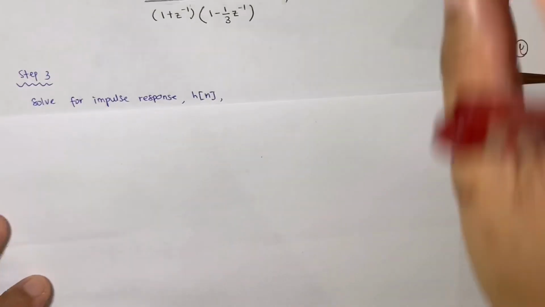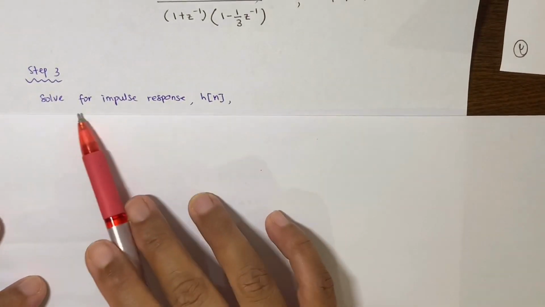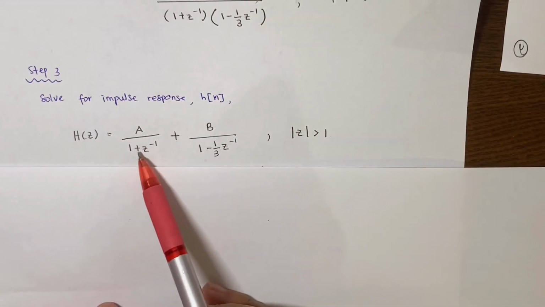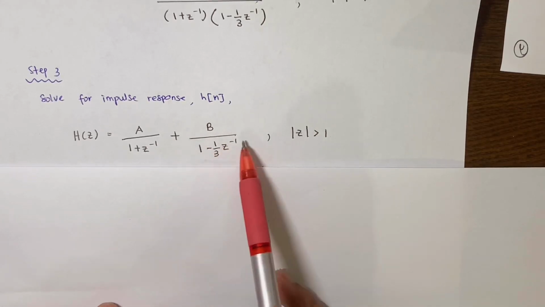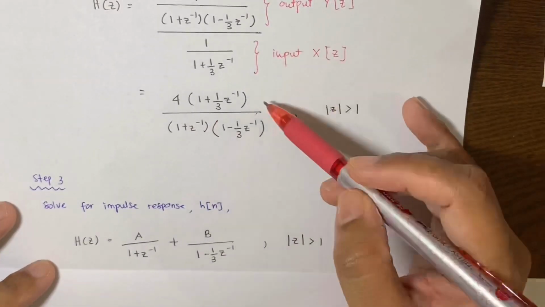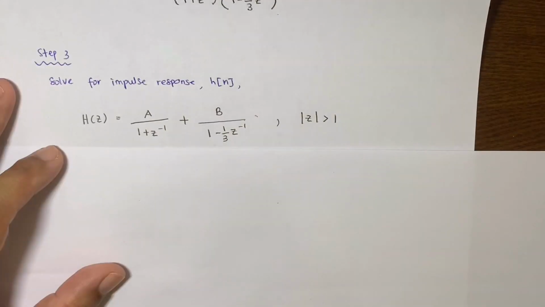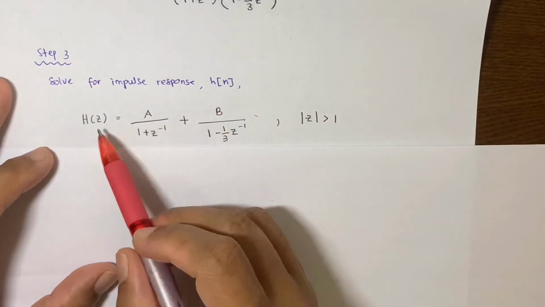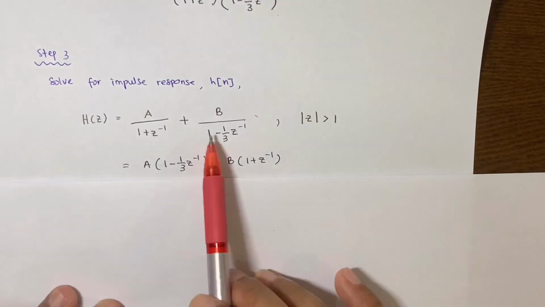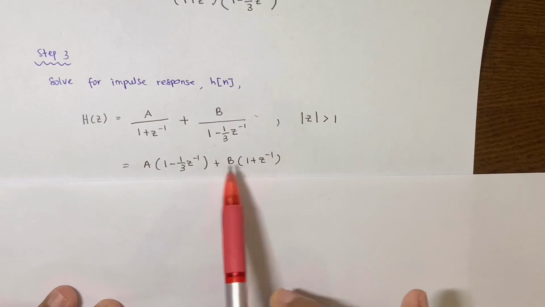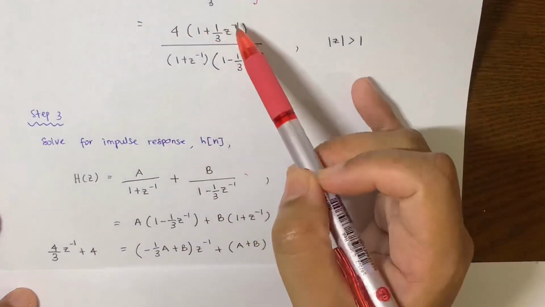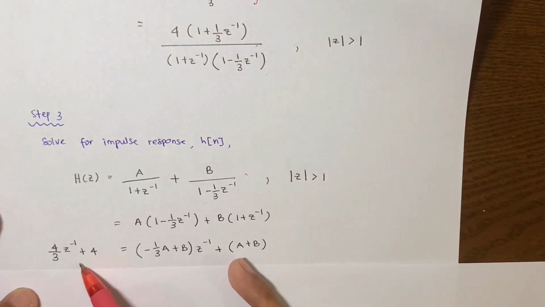Step 3, you need to solve for the impulse response h[n]. H(z) is A over 1 plus z to the power of negative 1, plus B over 1 minus 1/3 z to the power of negative 1. To get the impulse response from this Z transform, you need to use the partial fraction method. You need to cross multiply the equation, and compare the answer with the numerator here.